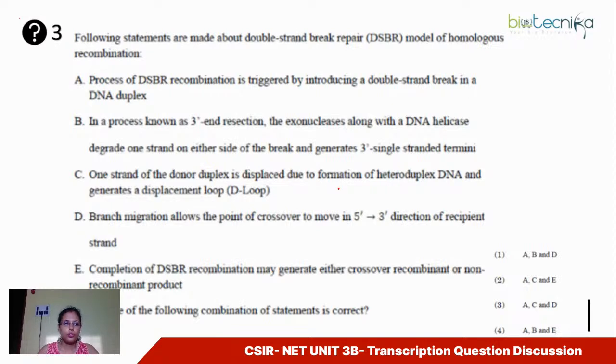Now, going to the third question. Following statements are made about double strand repair model of homologous recombination. Okay. Homologous recombination is not a part of your transcription, definitely, or your transcriptional modification, though our main topic today is transcription and the post-transcriptional modification. Still, I have included one topic from your repair and one question from your replication just for revision purpose. Okay, last class we had discussed these, so that's why I've included two questions.